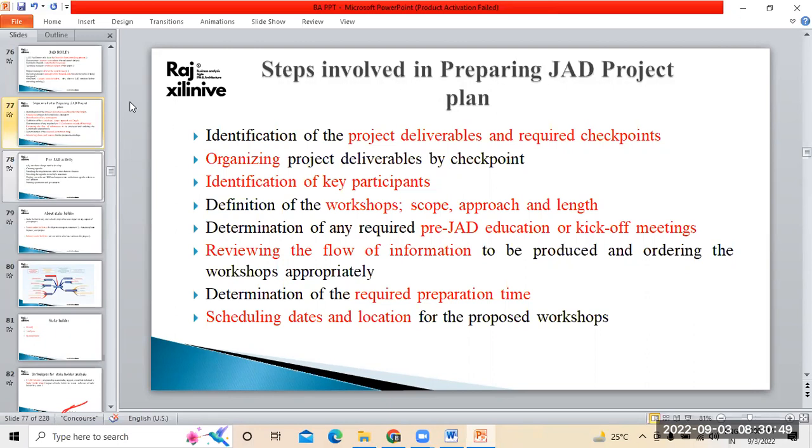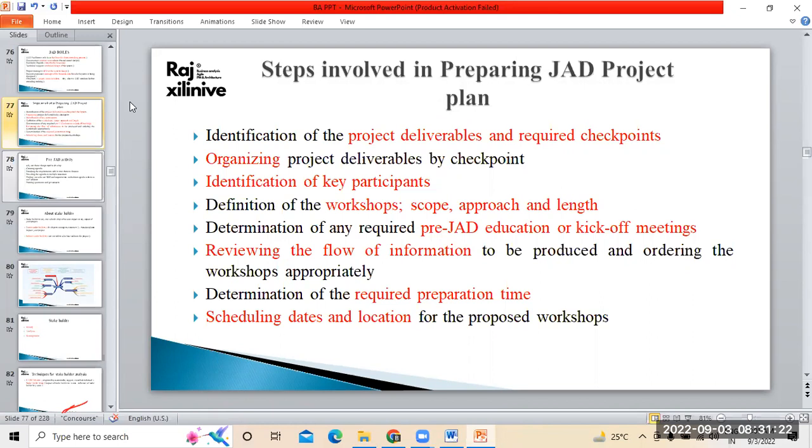Next, you need to define the workshop scope, approach, followed by the length. How much time it will take, what will be the scope of the workshop, how long this workshop has to continue. All these things have to be taken care of under this JAD project plan. So what will be the scope? What will be the approach? What is the length of the workshop? All these things have to be defined here.